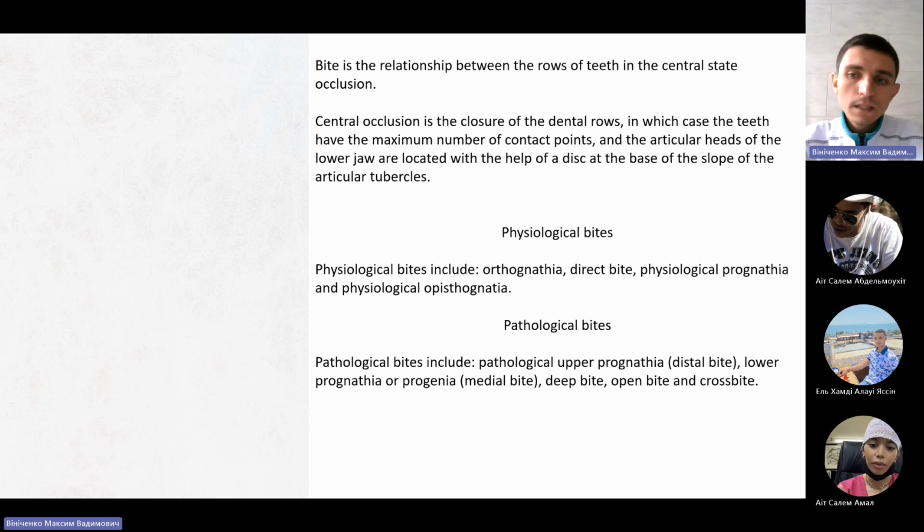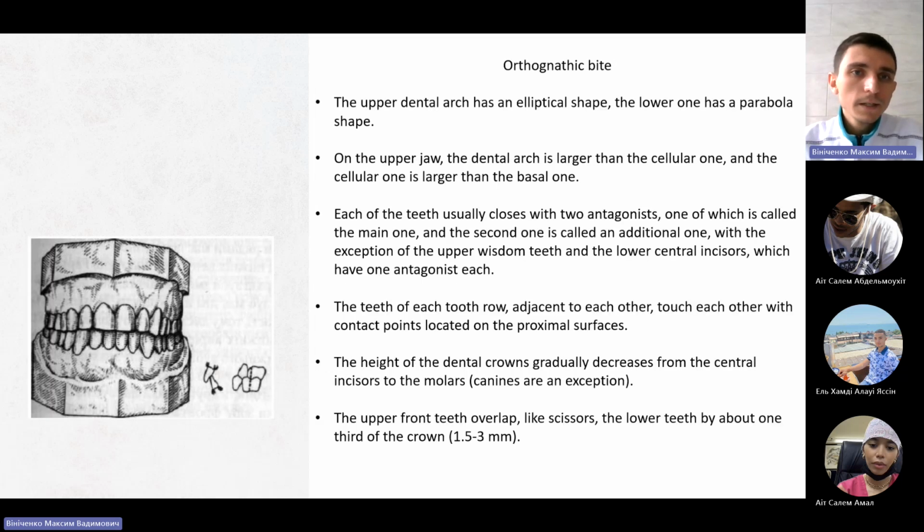Pathological upper prognathia, distal bite, lower prognathia, medial bite, deep bite, open bite, and cross bite. So all these are pathological bites. Orthognathic bites: the upper dental arch has an elliptical shape. The lower one has a parabola shape.